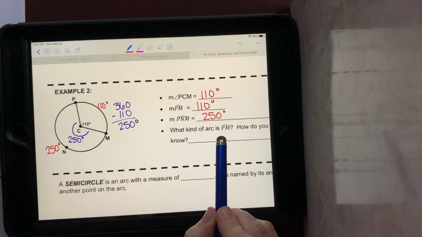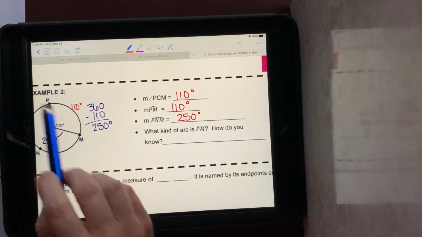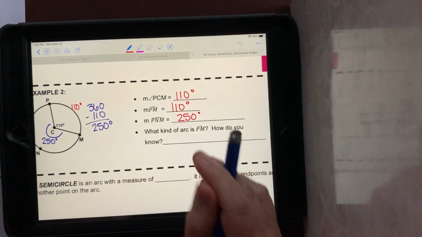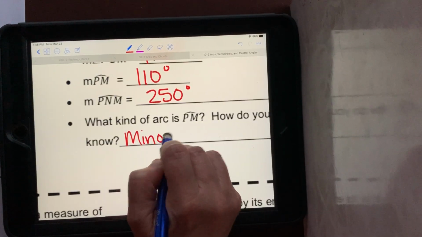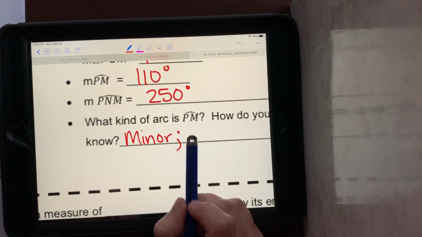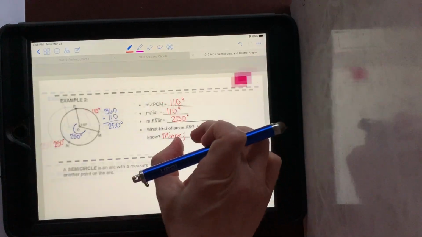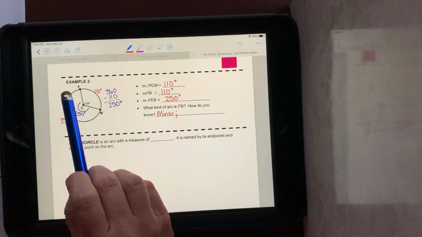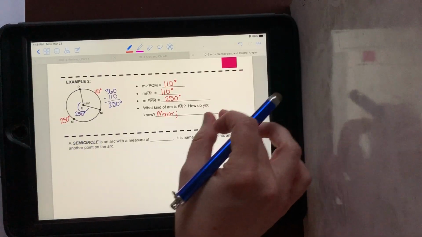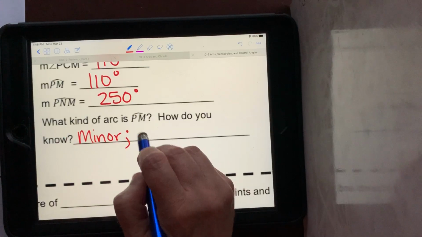Okay, it says what kind of arc is PM? We don't even really have to look at it. We know that there's 2 letters, so that automatically makes it a minor arc. And so the reason, we can say a couple of things. One, it's named 2 letters, so we know that that's going to be a minor arc. We can also see the measure of it is 110 degrees, which is less than 180. So that's another reason that we know it's a minor arc.